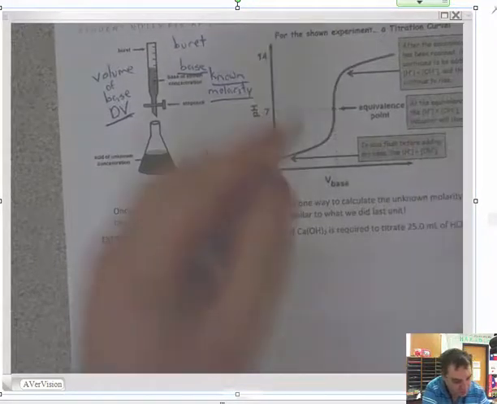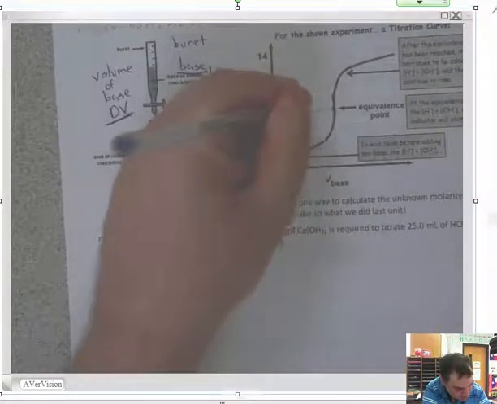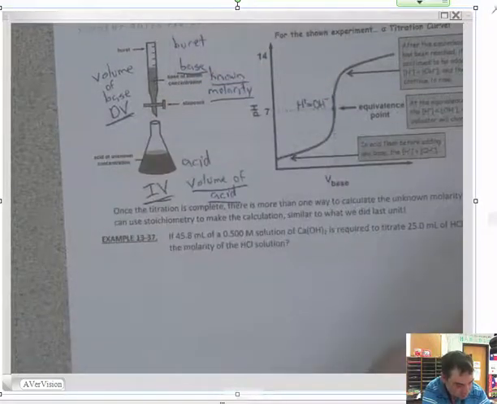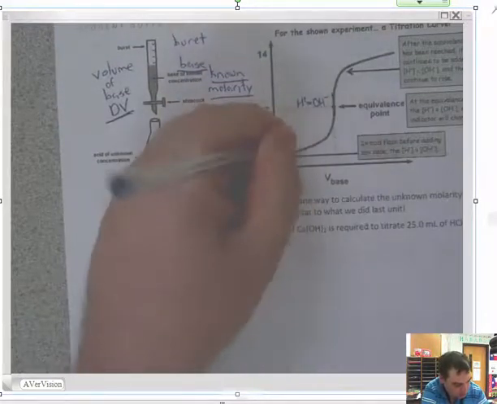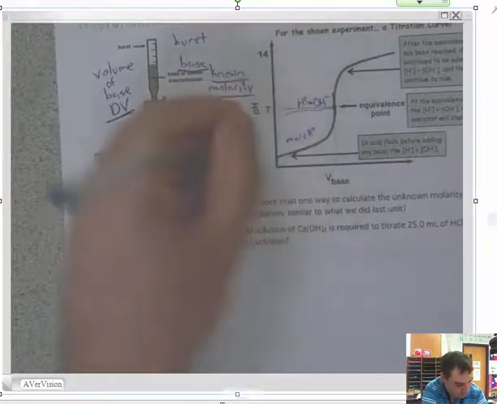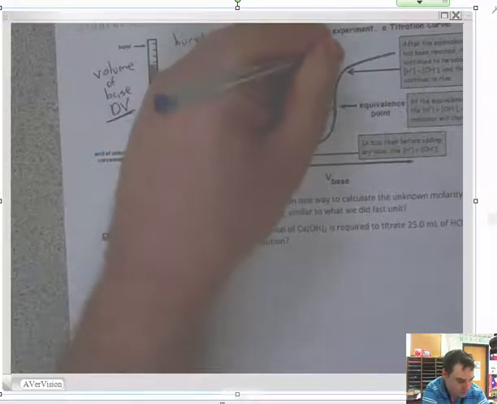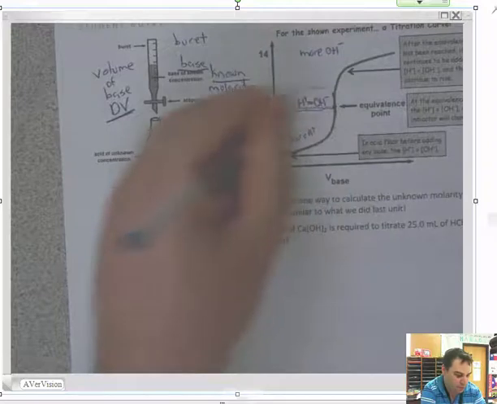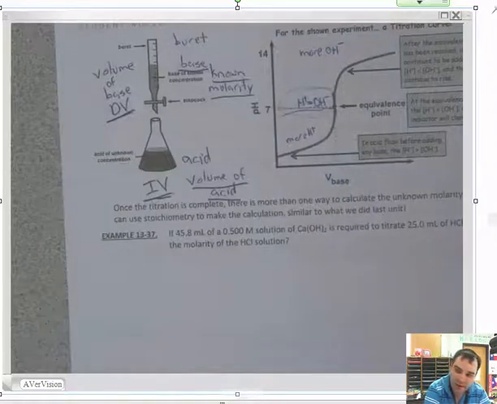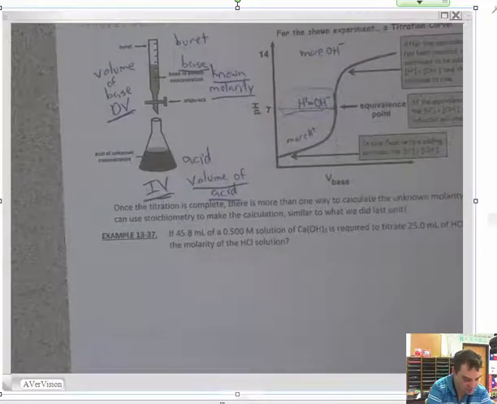Okay? The equivalence point here is this point right here. This is where H+ equals OH-. Below here, there is more H+. And above here, it's going to be more OH- in your solution. And you're trying to reach the complete point of neutralization where H+ equals OH-. Okay, so we are going to use stoichiometry to do this, just like our last unit.